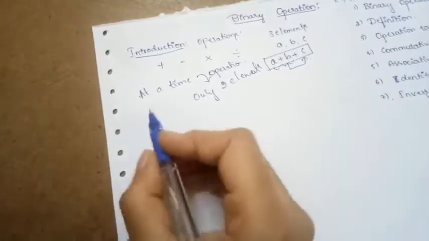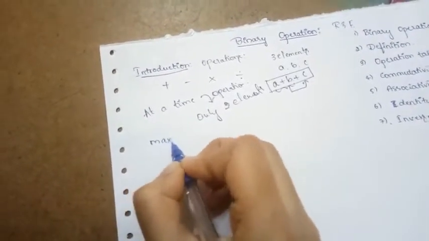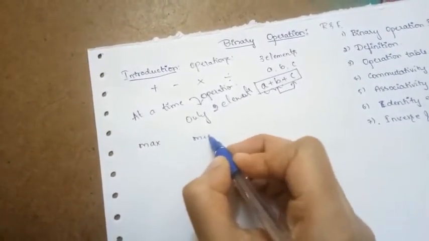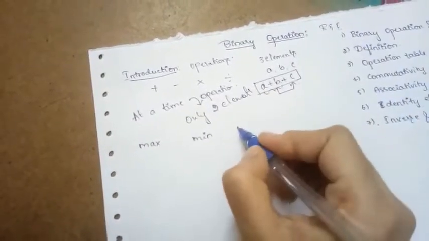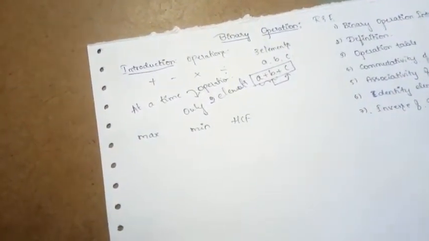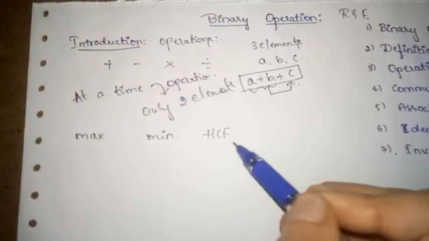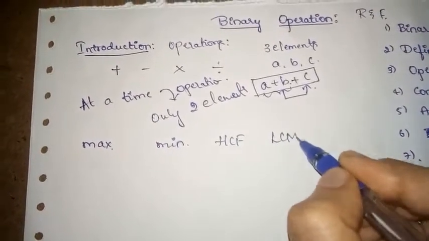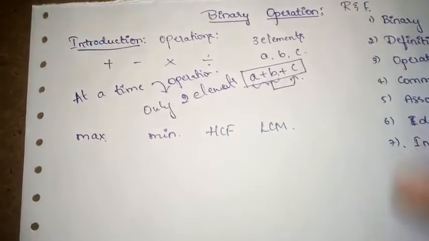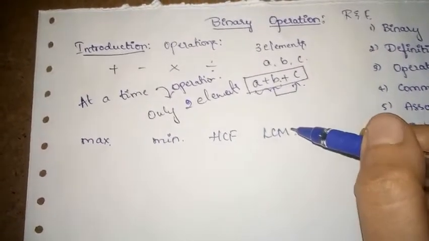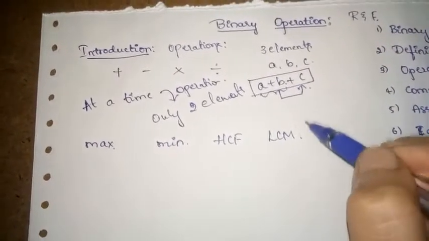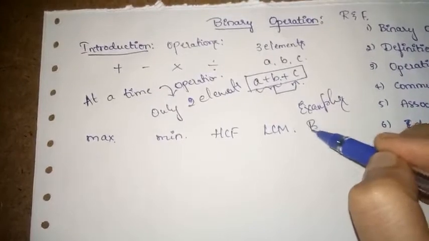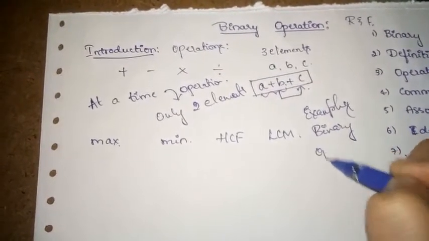A binary operation might also be max, which is the maximum of any two elements, or min, the minimum between any two elements. HCF might involve more than two numbers, but simultaneously we are dealing with any two numbers. Similarly, LCM is also a binary operator. More than two numbers might be involved, but at a time we are dealing with any two numbers. These are some examples of binary operators.